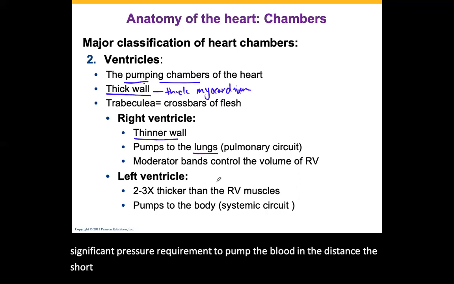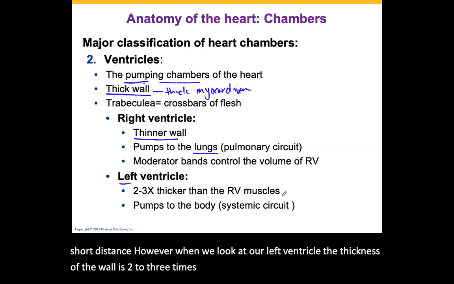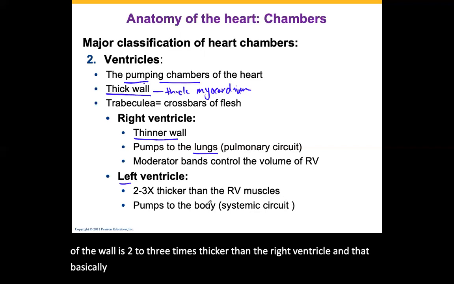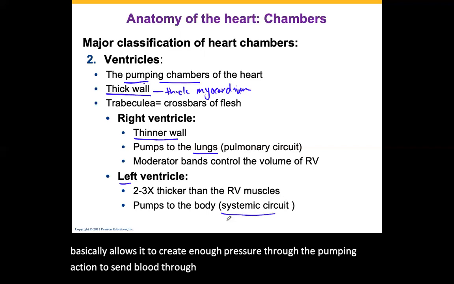However, when we look at our left ventricle, the thickness of the wall is 2 to 3 times thicker than the right ventricle, and that basically allows it to create enough pressure through the pumping action to send blood through the systemic circuit, which is basically the rest of your body.